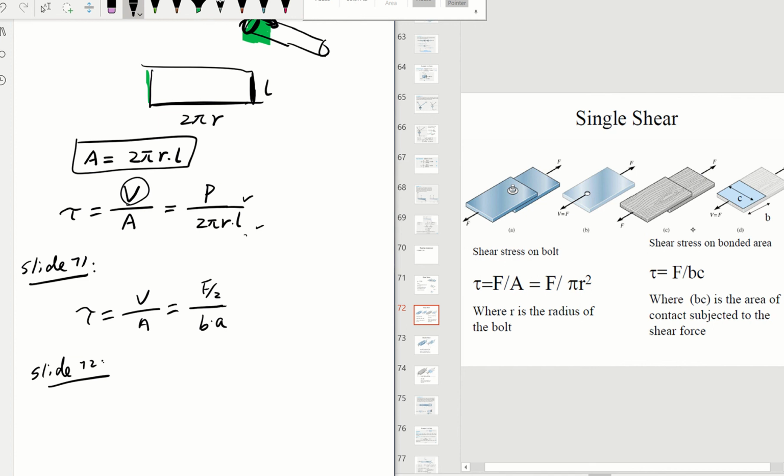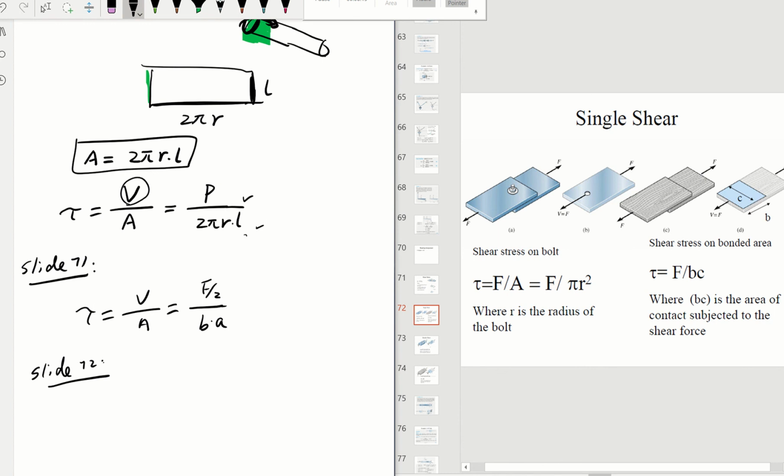Now let's look at this scenario. If it's joined by the wooden glue, then you take the bottom plate out. The bottom plate has external force F. Then you will have another internal force that's acting only on the contact area where the glue is. So that's internal shear, equal to F, divided by this contact area, which is B times C. In this formula you get the shear stress. So as you can see, they are totally different shear stresses.